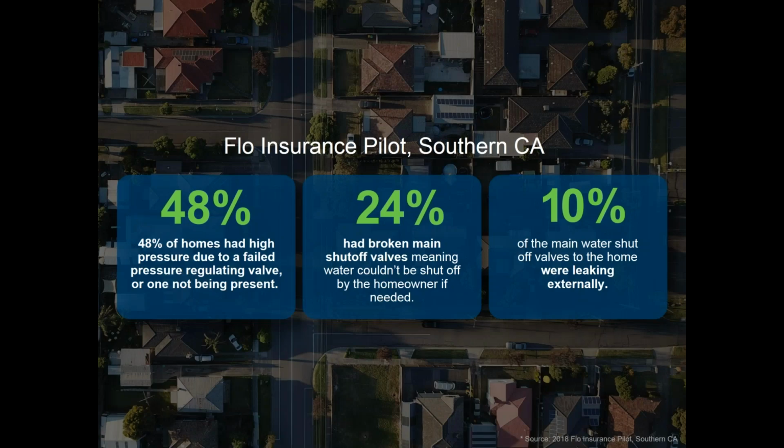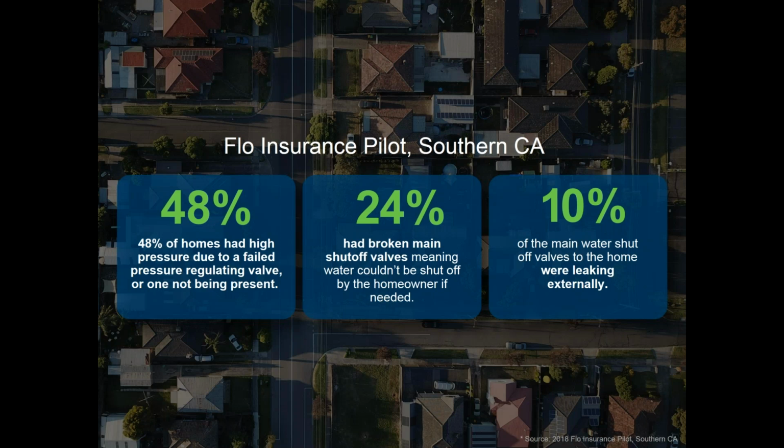So what we wanted to show you with this slide is really just a little bit of insight into some of the interesting data that we're able to collect from day one of installing Flow in homes. This is a pilot that we're currently running in Southern California with an insurance company. It's interesting to note that 48% of the homes had high pressure due to a broken pressure regulating valve. 24% of the homes had broken shutoff valves. So you can imagine in the scenario where you have a leak and you can't even turn off the water to the home, that'd be incredibly frustrating. And 10% of those shutoff valves were actually leaking themselves.